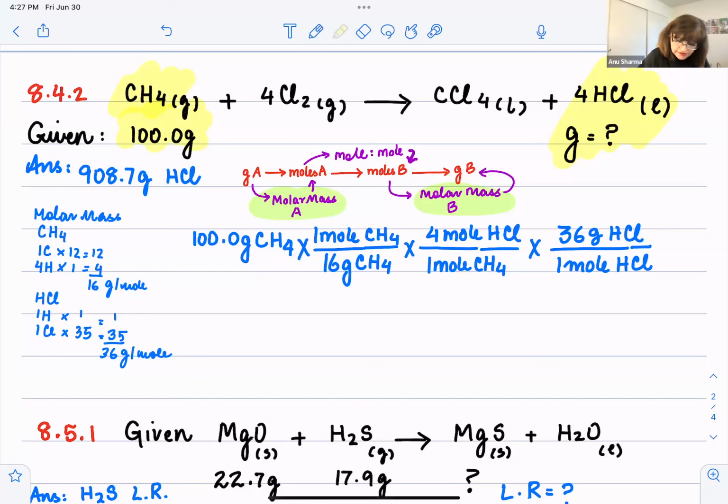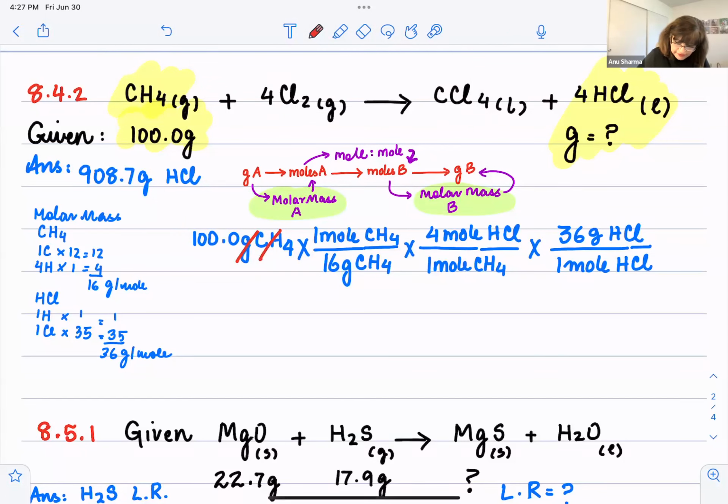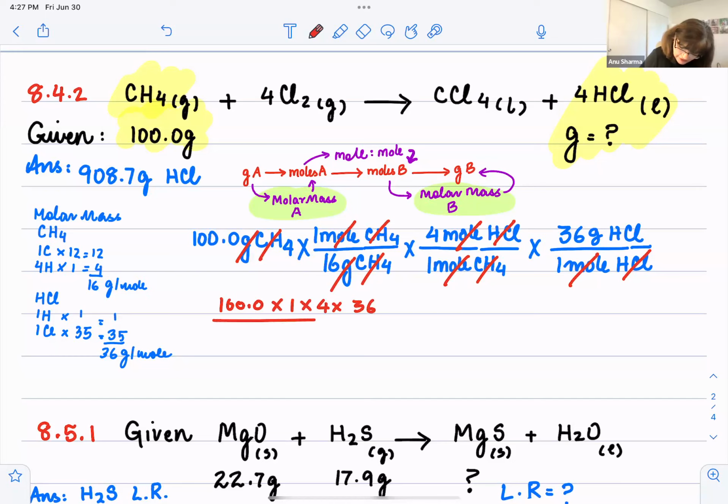Now here you see that, let's cancel out the units. Grams of CH4, grams of CH4 cancel out. Moles of CH4, moles of CH4 cancel out. Moles of HCl and the moles of HCl cancel out. And now you're just left with 100.0 times 1 times 4 times 36, divide by 16 times 1 times 1.